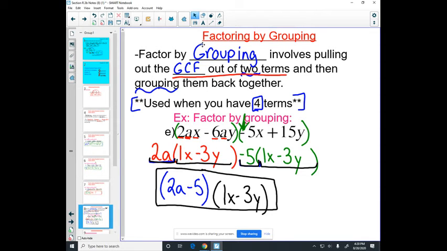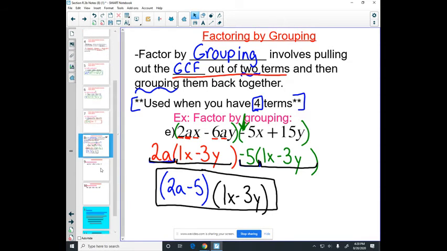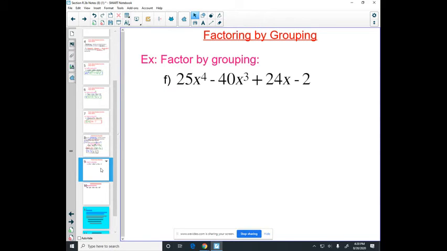All right, let's go ahead and try another one. You get better at these factor by grouping problems as you do more of them. So let's try another one. 25x to the fourth minus 40x cubed plus 24x minus 2. This has 4 terms, so I'm going to go ahead and use factor by grouping.